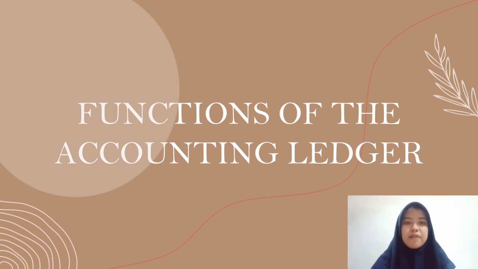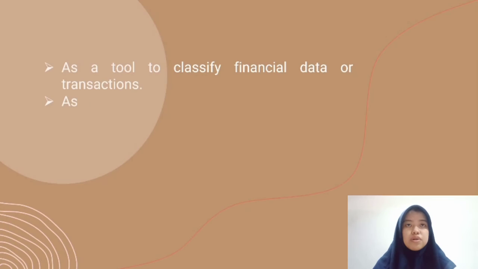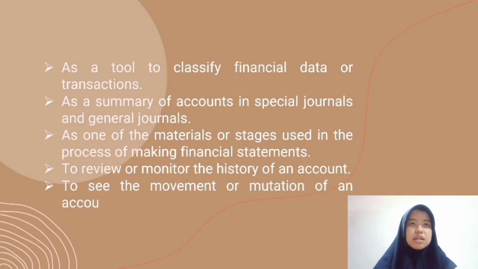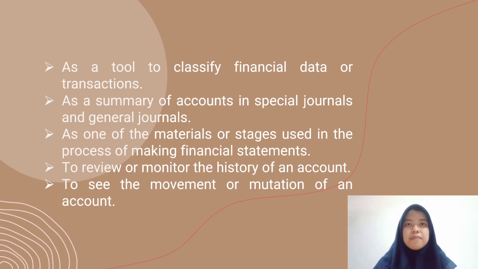Well, these are the last 2 sections, namely the function of the accounting ledger. Here are the 5 functions of the accounting ledger. They are as a tool to classify financial data or transactions, as a summary of accounts in special journals and general journals, as one of the materials or stages used in the process of making financial statements, to review or monitor the history of an account, to see the movement or mutation of an account.